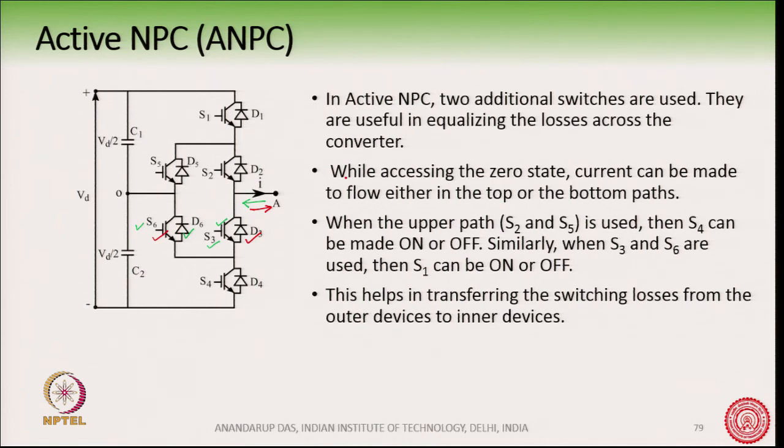So, this is one of the main differences between NPC and active NPC. Okay. I can force the current to go through the upper path or the lower path. Now, another thing that is done here is that when the upper path is being used, this lower switch S4 can be made on or off. Similarly, when these two switches are turned on, this S1 can be made on or off.